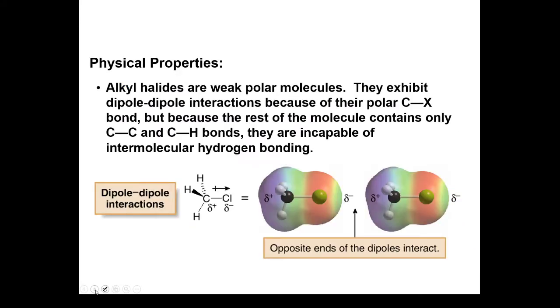Okay. So again, like I said, it's a dipole-dipole interaction. It's polar between the two molecules, but they are polar due to the difference in electronegativity between carbon and the halogen, where the carbon is going to get a partially positive charge and the halogen is going to get a partial negative charge. Now, why is this important?